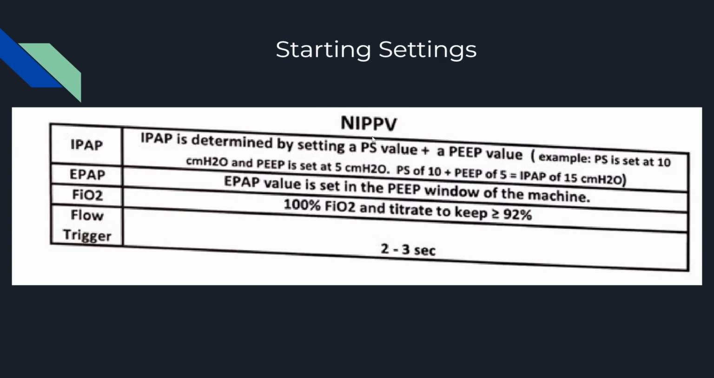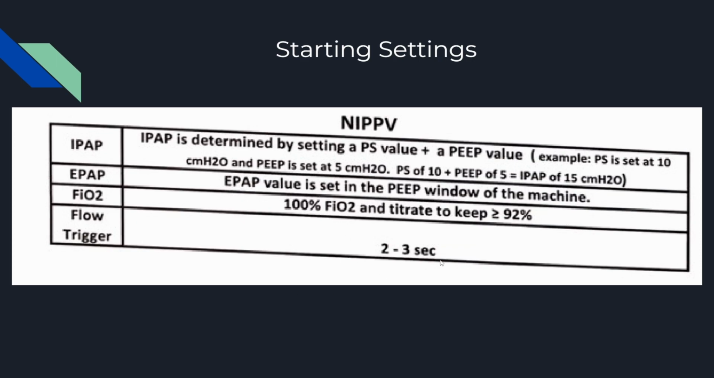Then for NPPV settings, or NIPPV settings, here we've got our IPAP. IPAP is determined by setting a pressure support value and a PEEP value. Pressure support is at 10, PEEP is at 5. That means they're getting 15 when they breathe in and 5 when they breathe out. EPAP is just the PEEP. They're the same thing. And then FiO2, 100% to start with, and then titrate it on down.